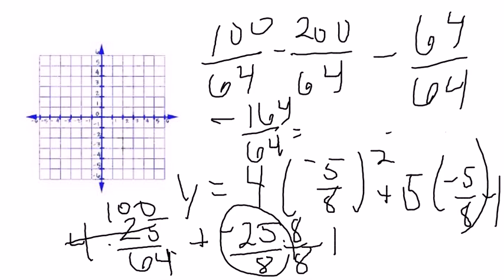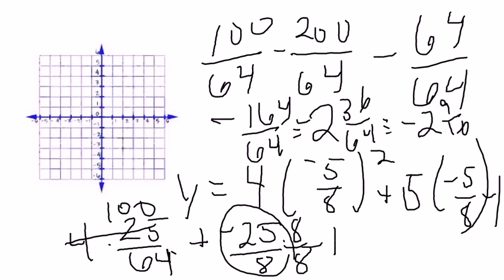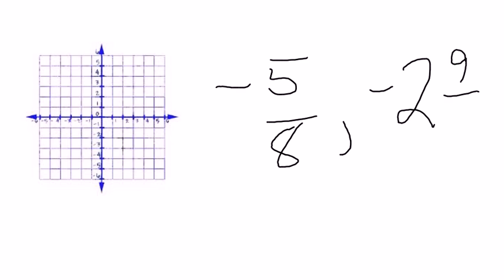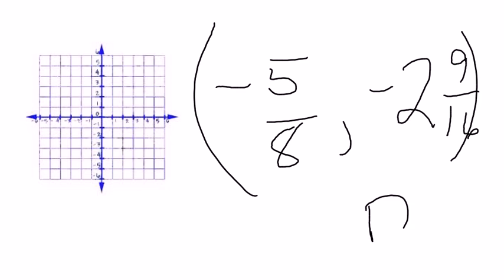64 can go into 164 2 times with 36 left over. So you have a minus 2 and 36/64ths, and that will reduce to negative 2 and 9/16. So that's the y-coordinate of our vertex. So where x is equal to negative 5/8, the y-coordinate is negative 2 and 9/16, and that is our pair. So the answer is D.